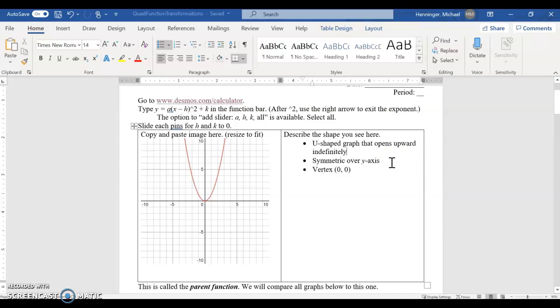Okay, describe what the graph looks like. I think that's a pretty good description. If I told you draw a U-shaped graph that opens upward indefinitely, symmetric over the y-axis, and a vertex at 0, 0, I bet you would sketch something that looks pretty similar to this.